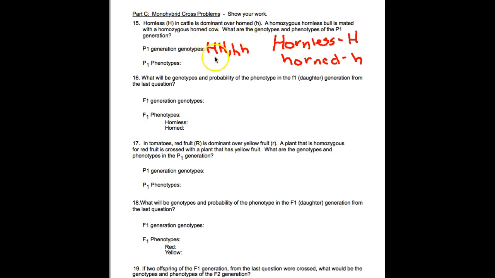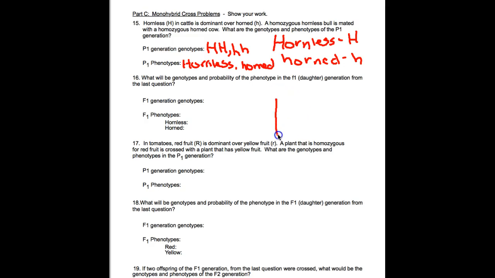So this is the parent's genotype. This is what we would put on the outside of the Punnett square. And the parent's phenotypes are hornless and horned. So if we were to go to the next question, it says, what is the probability of the phenotype and the genotypes of an offspring from the two parents above?